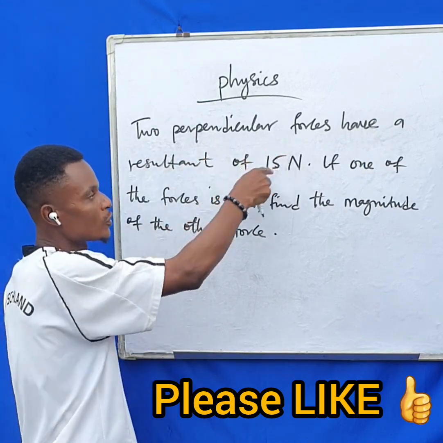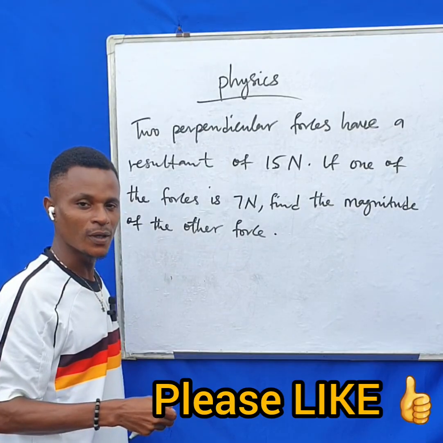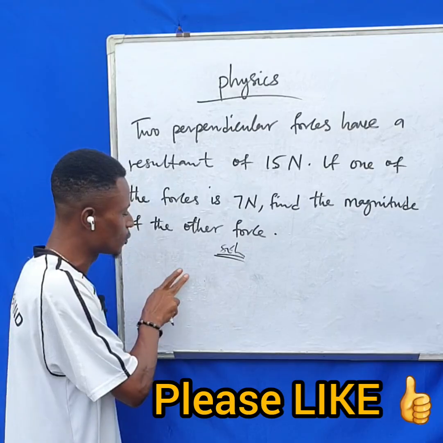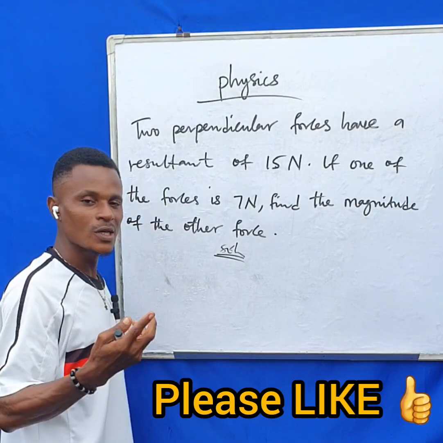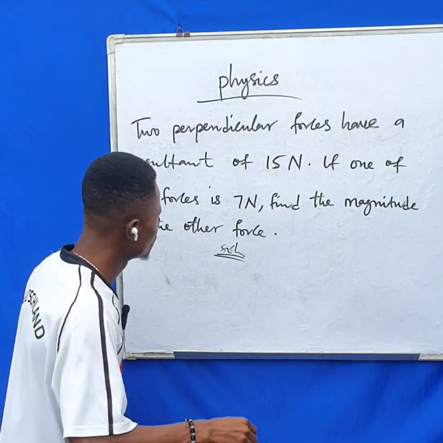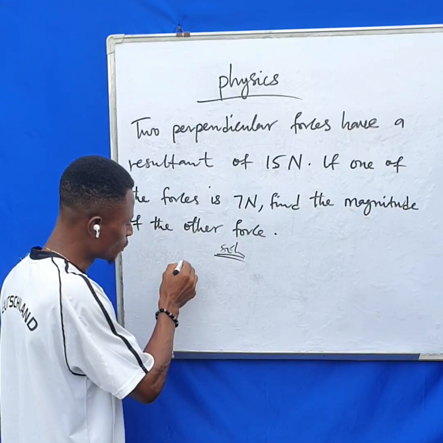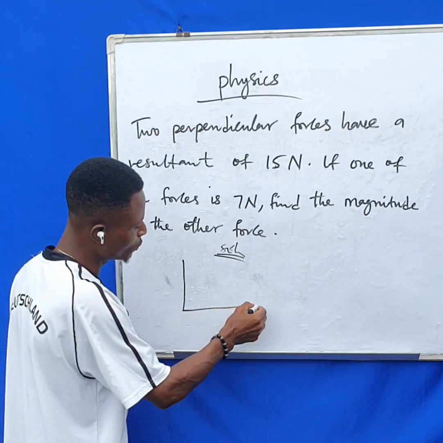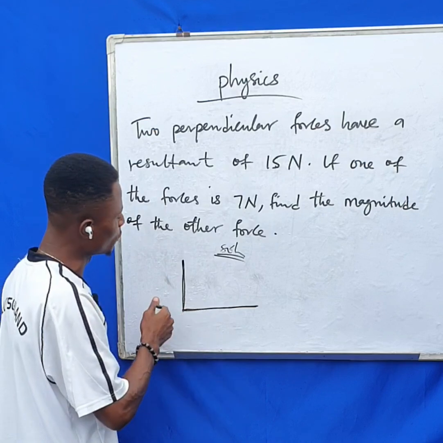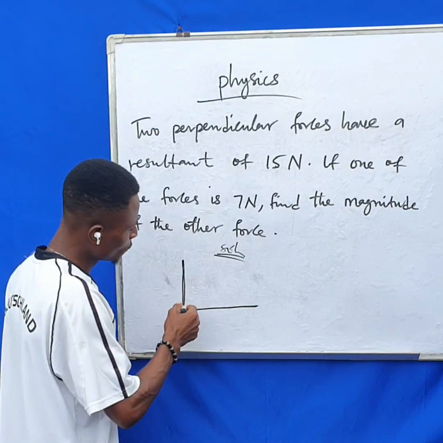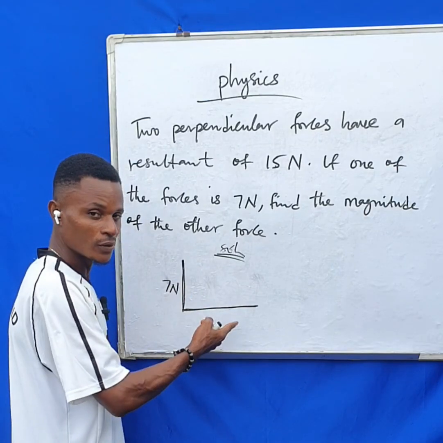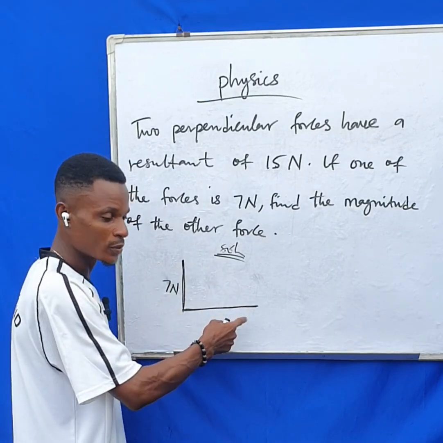So now we are told that we have two forces in this question. We are told that two perpendicular forces. What does it mean for something to be perpendicular? Let me write the solution. When we say something is perpendicular, it means that they meet at an angle of 90 degrees, which is also called a right angle. So we are told that two of the forces, this is the first one and this is the second one, they are perpendicular. One of them has a magnitude of 7 newtons. So we can say this is 7 newtons.